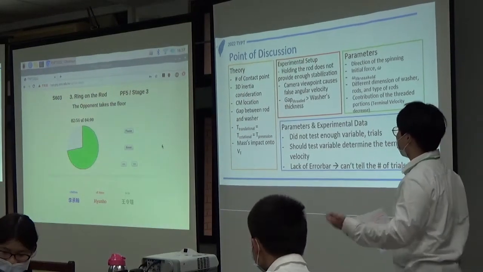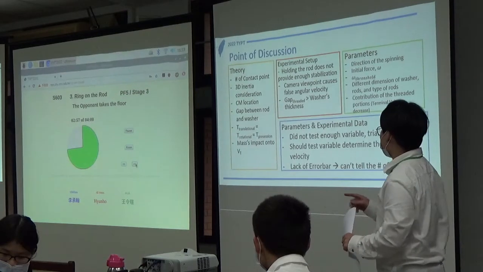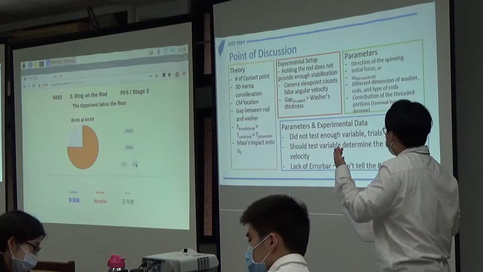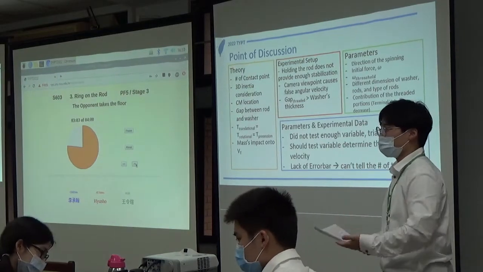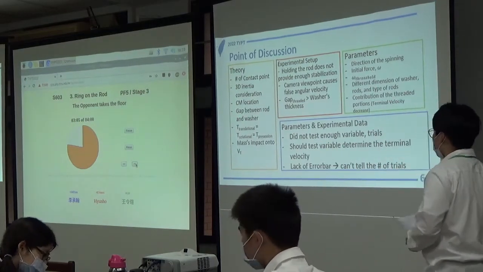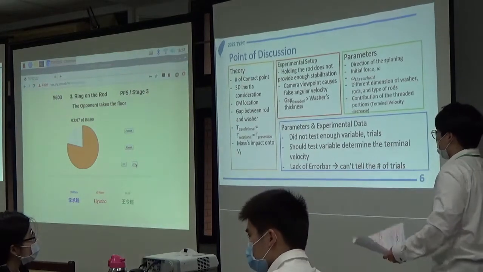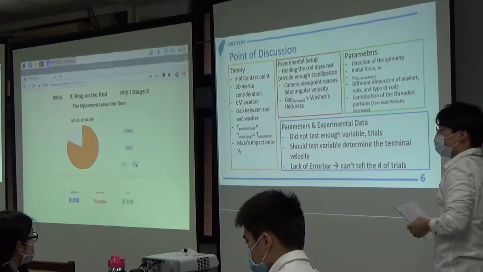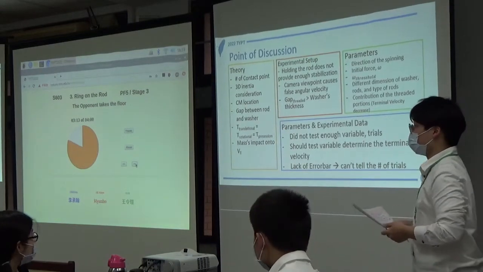And after that, I want to move on by adding some analytical data points, like they did not use error bars, so the number of trials is insufficient. And also we want to talk about the test not having enough variable trials, and whether the tested variables determine the terminal velocity. So I want to move on to the discussion for now.